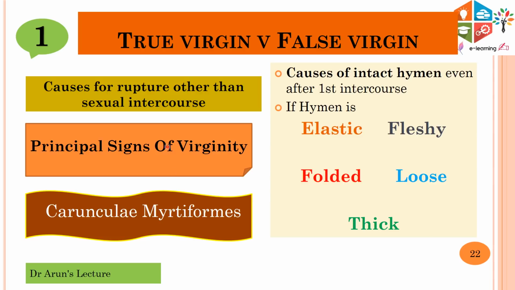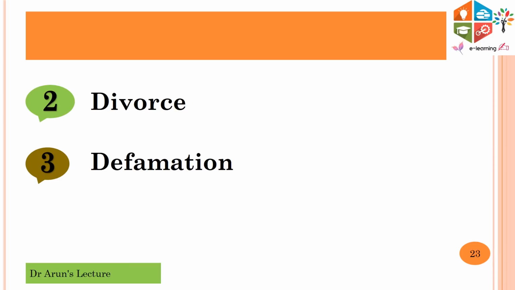Again, the definitions. A true virgin means the individual has never experienced sexual intercourse, and her hymen may or may not be intact. In case of a false virgin, the woman has experienced sexual intercourse but her hymen remains intact. And secondly, as a ground for divorce. The point here is that if a woman is not a virgin at the time of marriage, there is no provision for nullity or for divorce under the Hindu Marriage Act 1955.